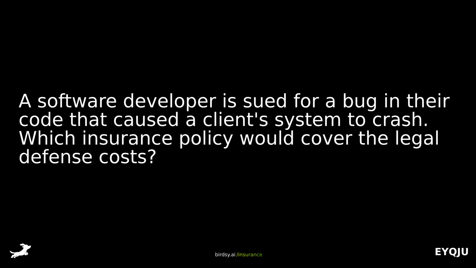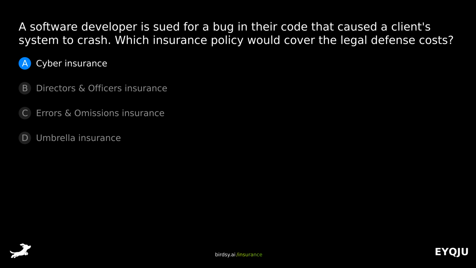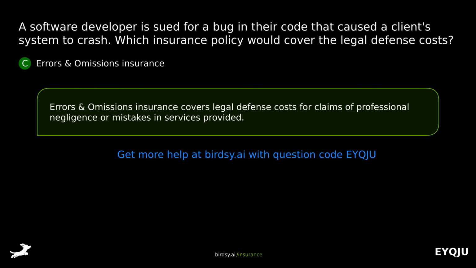A software developer is sued for a bug in their code that caused a client's system to crash. Which insurance policy would cover the legal defense costs? Is it A, cyber insurance, B, directors and officers insurance, C, errors and omissions insurance, or D, umbrella insurance? The answer is C, errors and omissions insurance. Errors and omissions insurance covers legal defense costs for claims of professional negligence or mistakes in services provided.